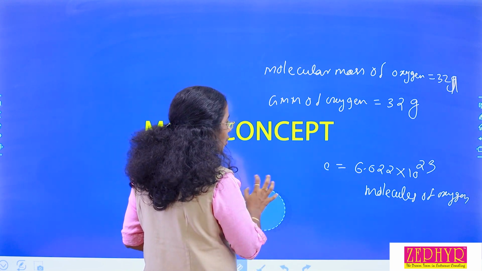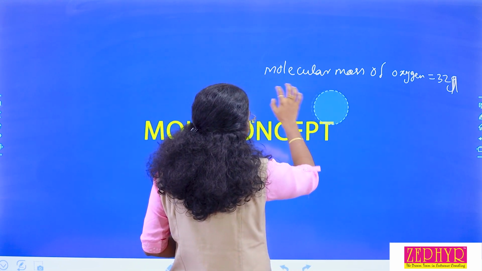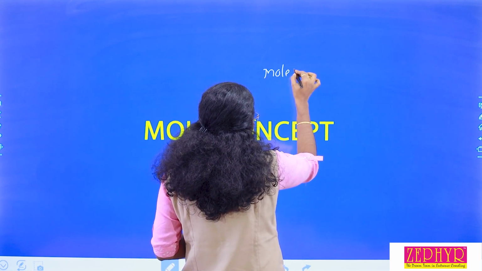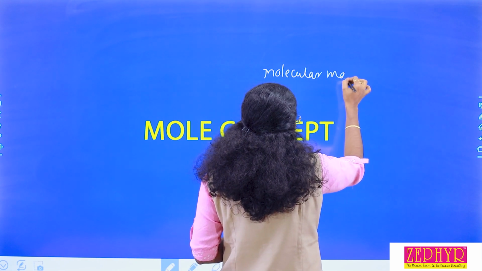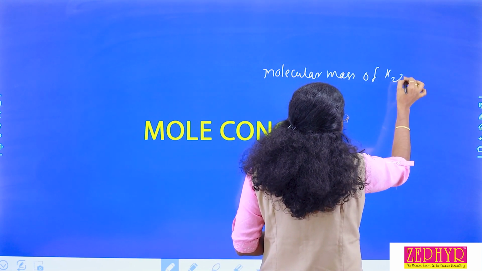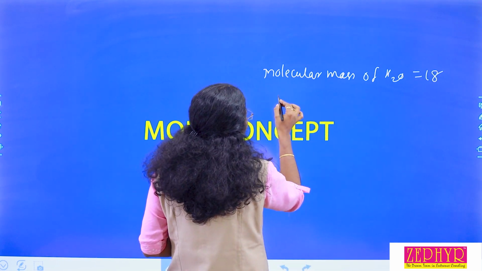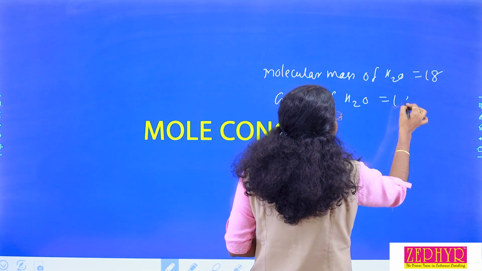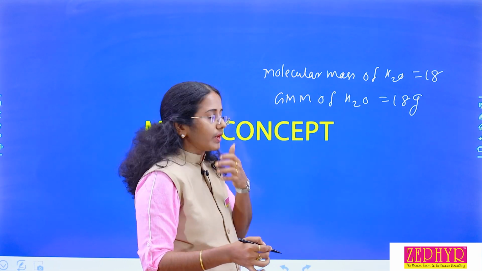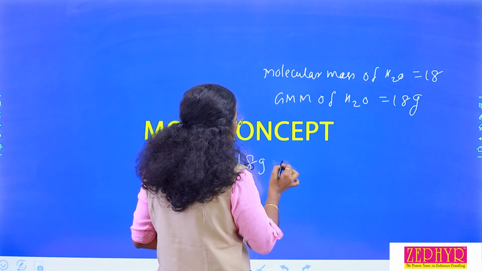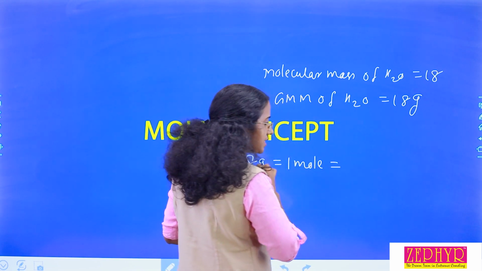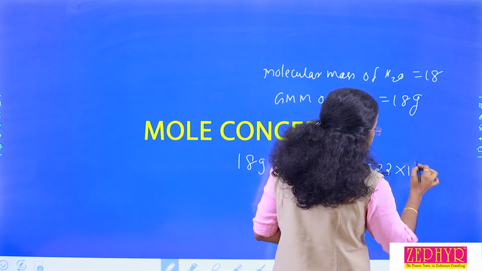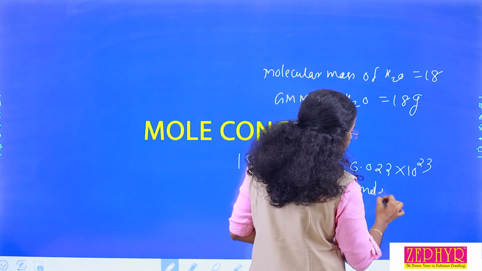What about in the case of compounds? Let us take an example of a compound, water. Molecular mass of water is 18. So what is the GMM of water? GMM of water is equal to 18 gram. This 18 gram is also called 1 mole, which contains 6.022 × 10^23 molecules of water.